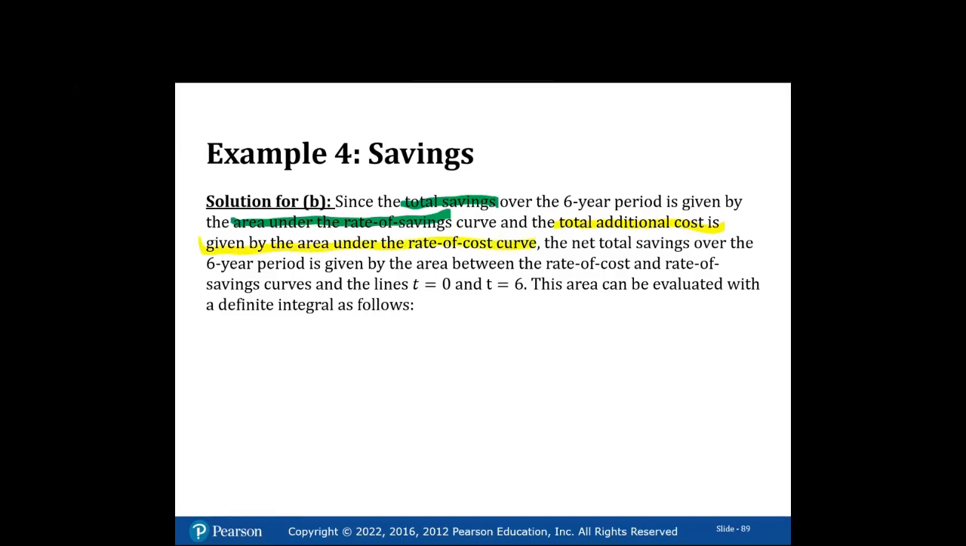So my net savings, which is how much savings are left after I've subtracted out my cost, is going to be the area between those two curves between our time of 0 and 6. So that's why we want to use the two curves. So we want the area between the rate of cost and rate of savings curves, and between the lines t equals 0 and t equals 6, because those are the time period when I'm going to be making some sort of savings. So we're going to evaluate that on this definite integral.